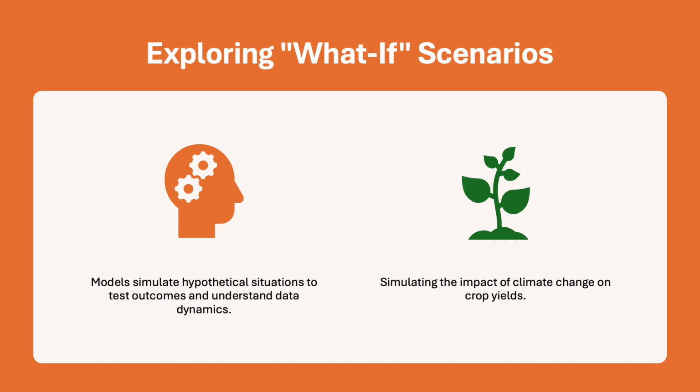So let us dig deep into simulating the impact of climate change on crop yield. It is a critical application of advanced computational models. This enables researchers and policymakers to anticipate and mitigate the challenges posed by a rapidly changing environment. By integrating data on temperature fluctuations, precipitation patterns, soil conditions, and atmospheric carbon dioxide levels, these simulations use machine learning and climate models to project how different crops will respond to future climate scenarios.